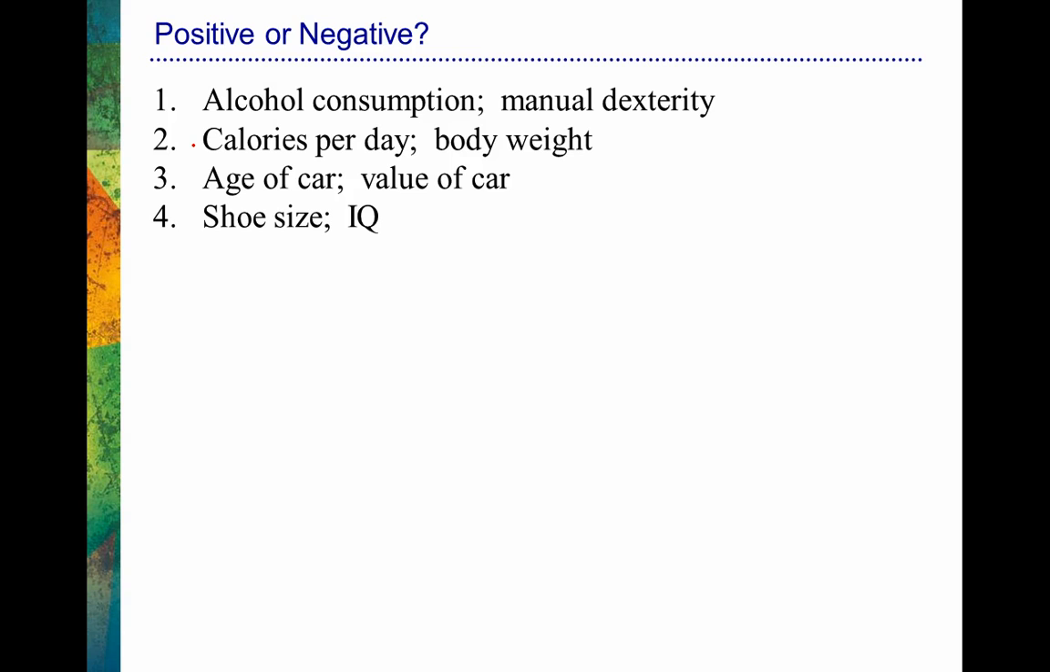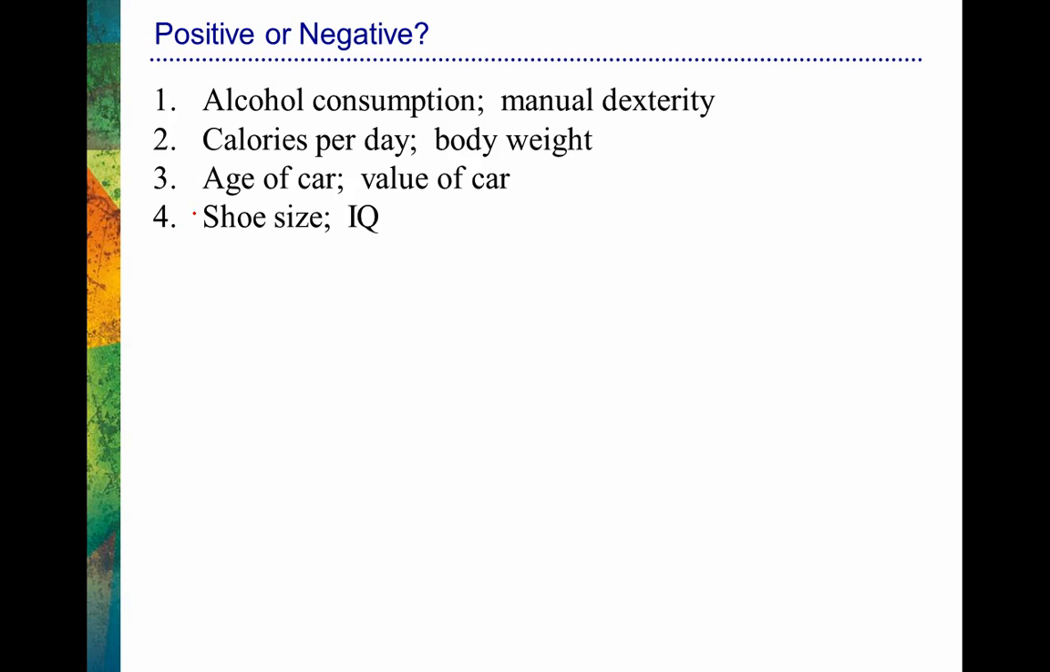Let's look at this example right here. Age of car and value of car. So let's just kind of work it out in our heads. The older a car is, the less its value tends to be. So the younger a car is, the higher its value tends to be. So there we would see a negative correlation. What about this one right here?